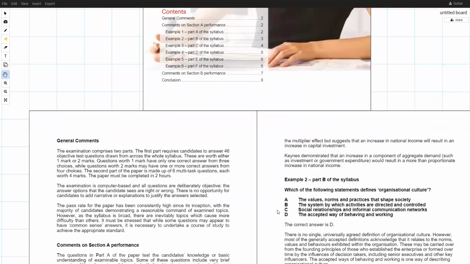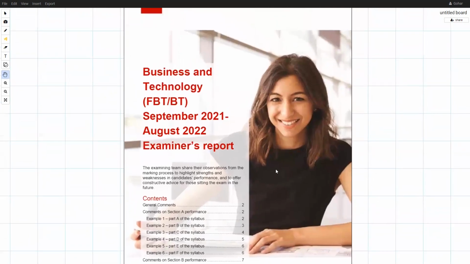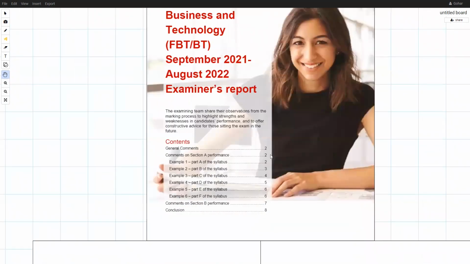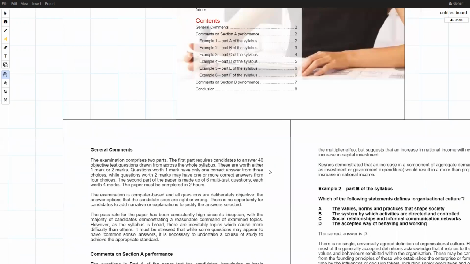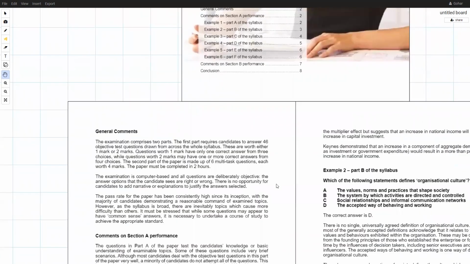Basically, these types of reports are available for all the ACCA exams, not just FBT. They are available from FD towards the final professional exams. And in these reports, the examiner normally gives us the most difficult questions that were asked in this time period of September 2021 to August 2022. So we are going to solve those questions right now.